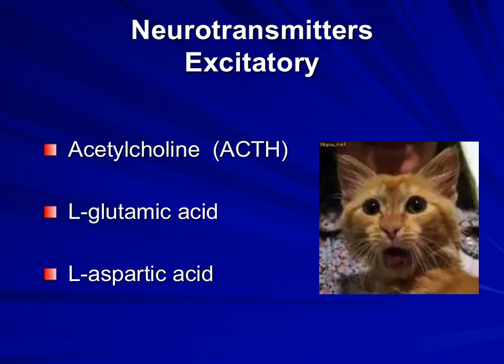So to remember, oh gosh, is that the excitatory one or is that the inhibitory one? I want you to picture this cat, and I want you to picture that acid has just been thrown on him. If acid had been thrown on you, you'd be pretty excited. You'd be screaming, your eyes would be big, just like this cat, and you'd be trying to get it off of you. So think of acid being thrown on you as an excitatory transmitter substance.